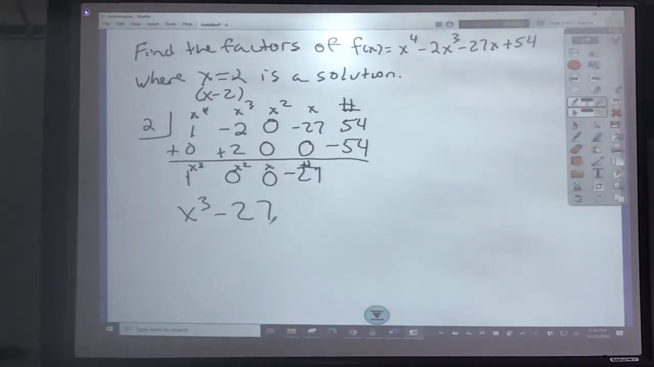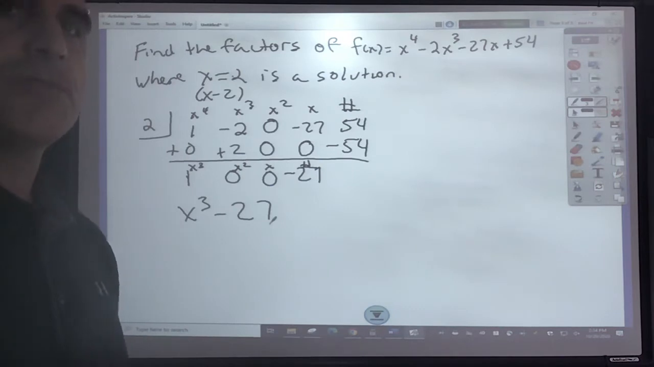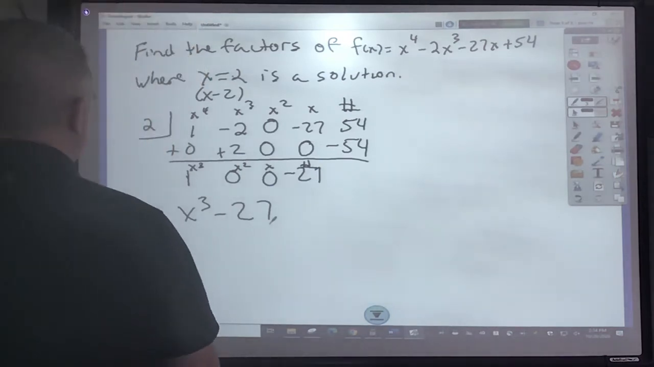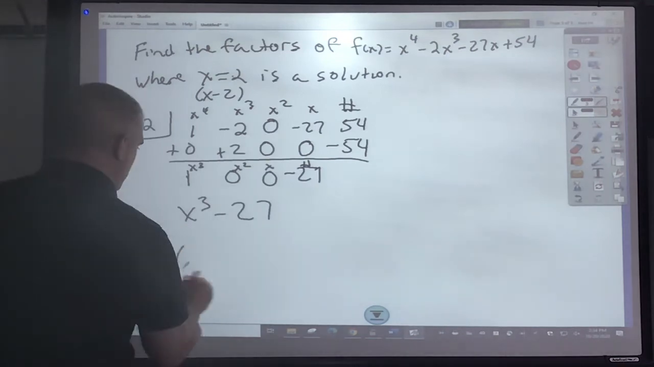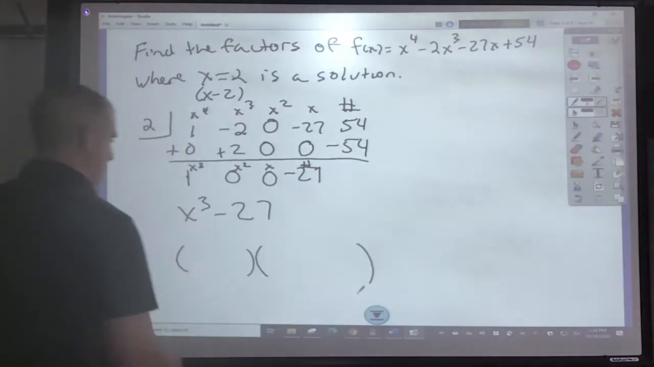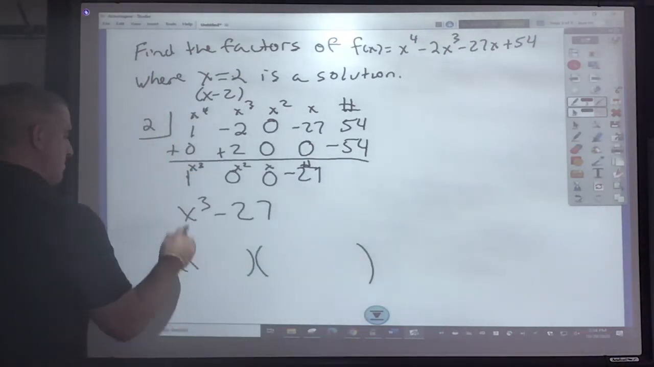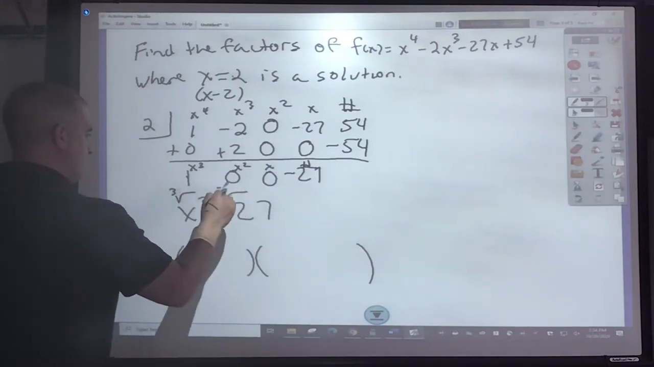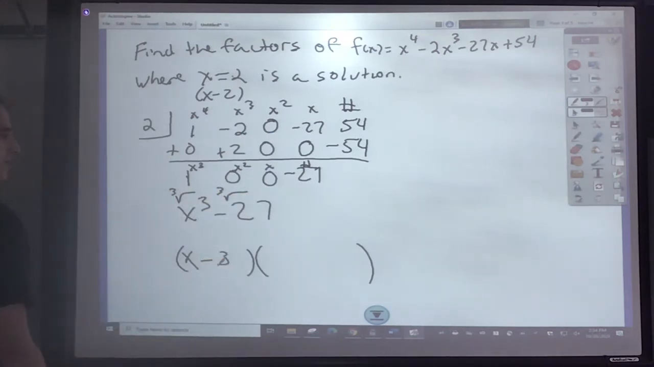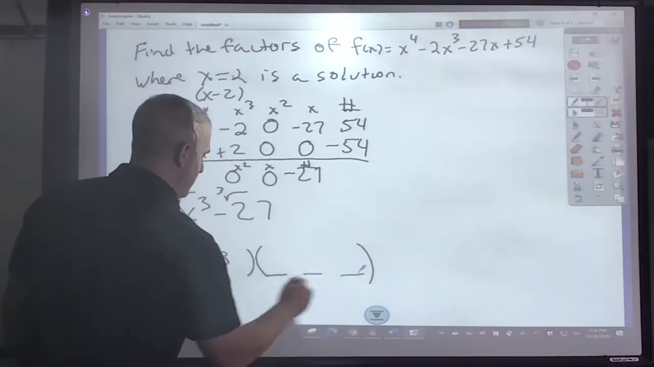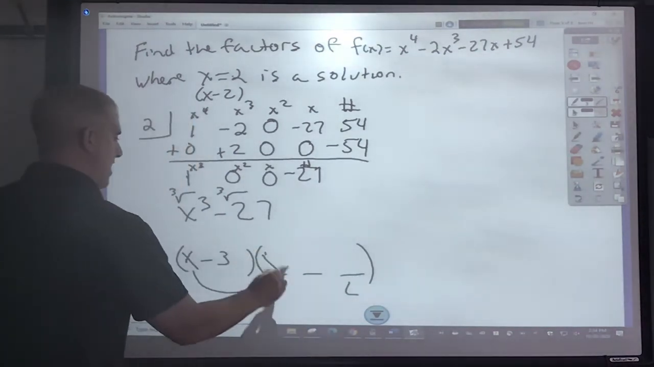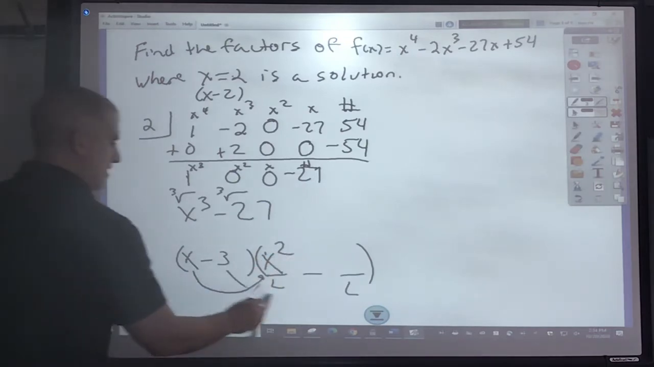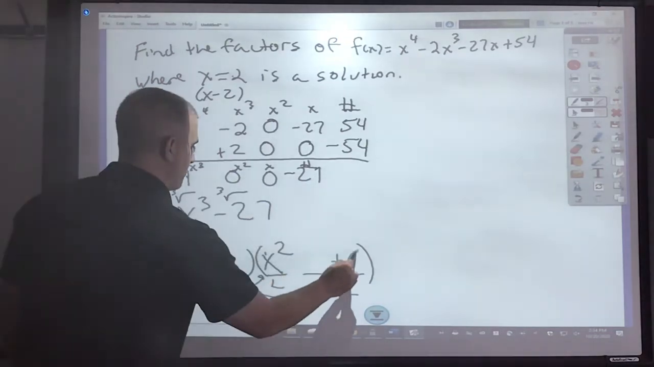Now, you should have learned in Algebra 2 how to factor things like this. For a cube, there is a pattern. Take the cube root of each term. These two terms are logical. x times this has got to give me that, which would be x squared. This times this has to give me that, which would be 9.